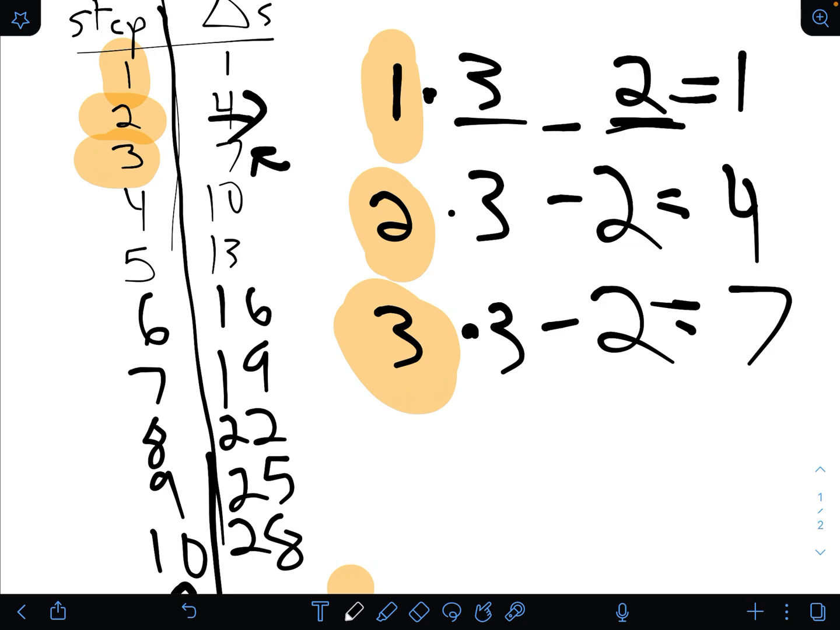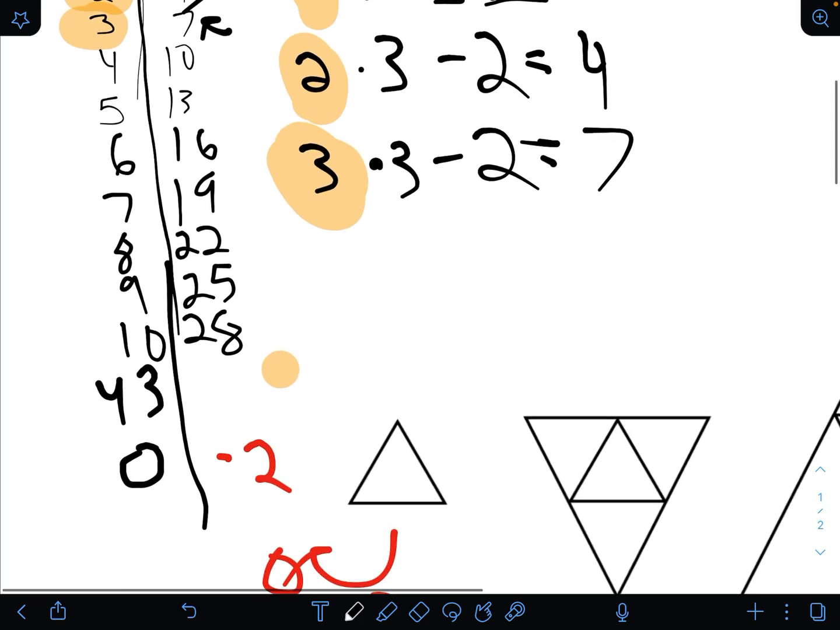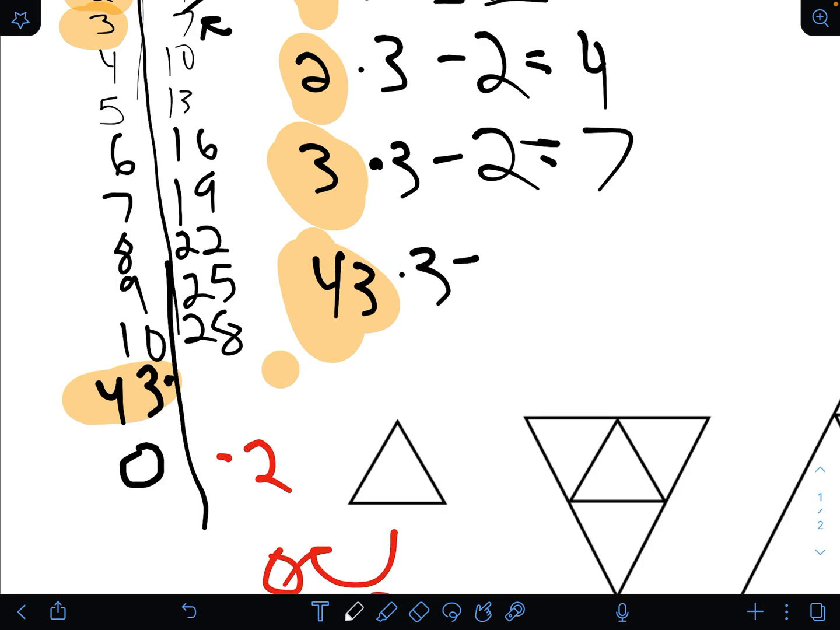For any step, okay, I've got to times that by 3, so 43 needs to times that by 3 and minus 2. So 43 times 3 is 129, minus 2, 127.